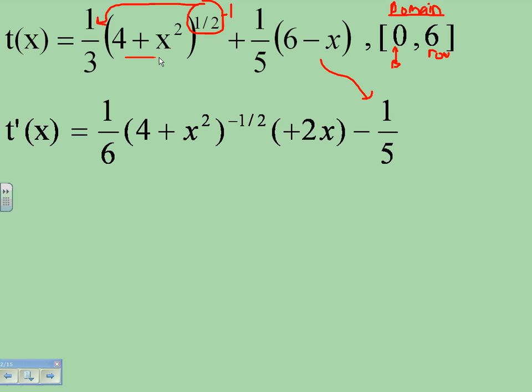On this one, don't forget you've got the chain rule. The derivative of the inside is 2x. And the derivative of the outside is -1/2. And the 1/2 times the 1/3. Okay? So jot that down, and we'll solve it in just a minute.